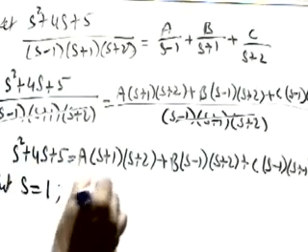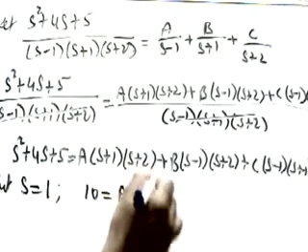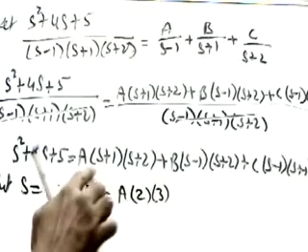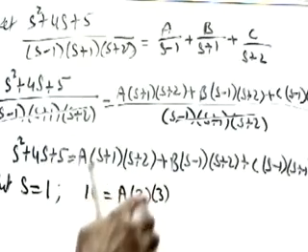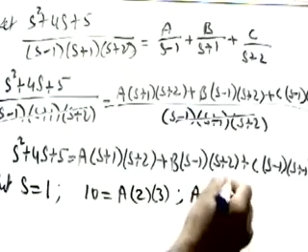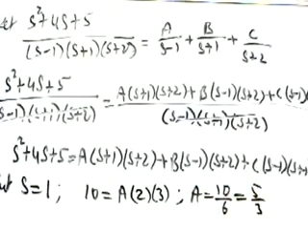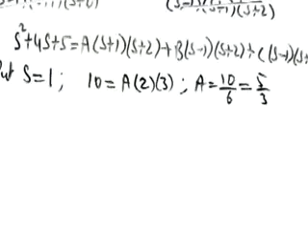So 1 square is 1, 1 plus 4 is 5, 5 plus 5 is 10 equals a into 1 plus 1 is 2, 1 plus 2 is 3. 2 threes are 6, bring this 6 here. So a equals 10 by 6, which is 5 by 3. So now we got the value of a.